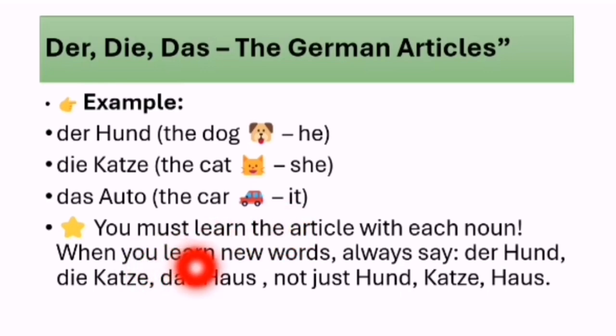So you must learn the articles with each noun. When you learn new words, always say der Hund, die Katze, das Haus, not just Hund, Katze, Haus. If you say just Hund, Katze, Haus, this is not like in English, okay? In German, you have to put these words: der Hund, die Katze, das Haus.